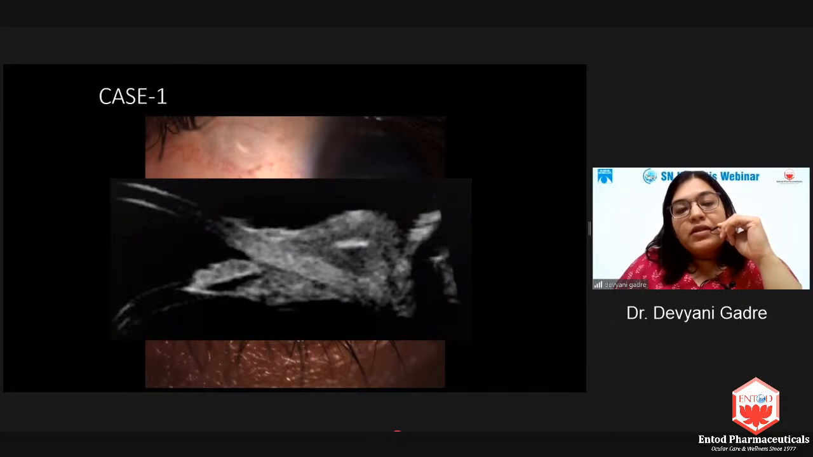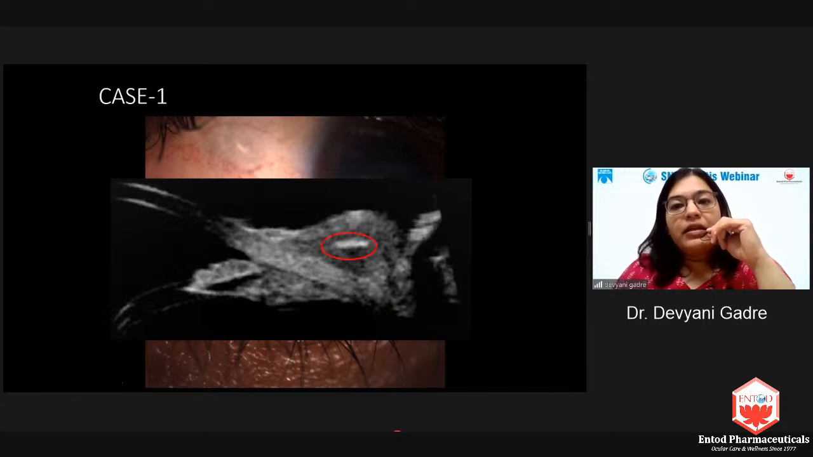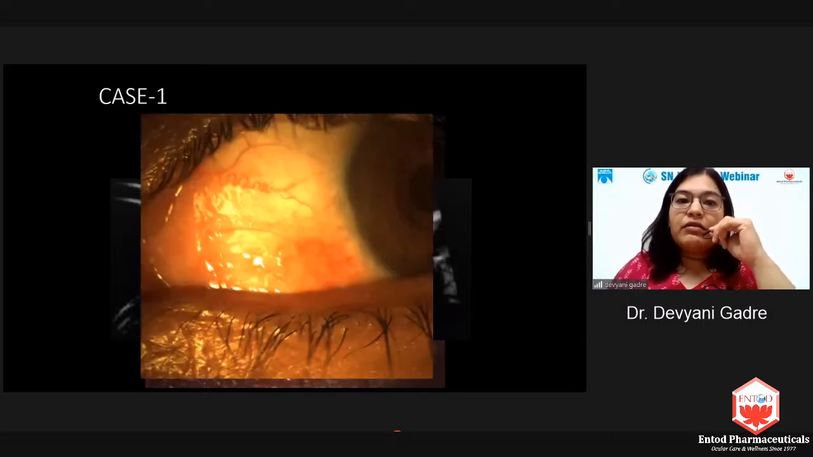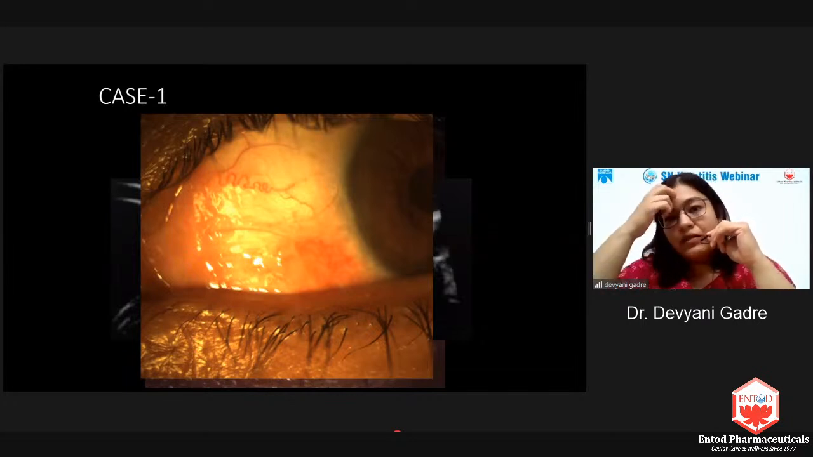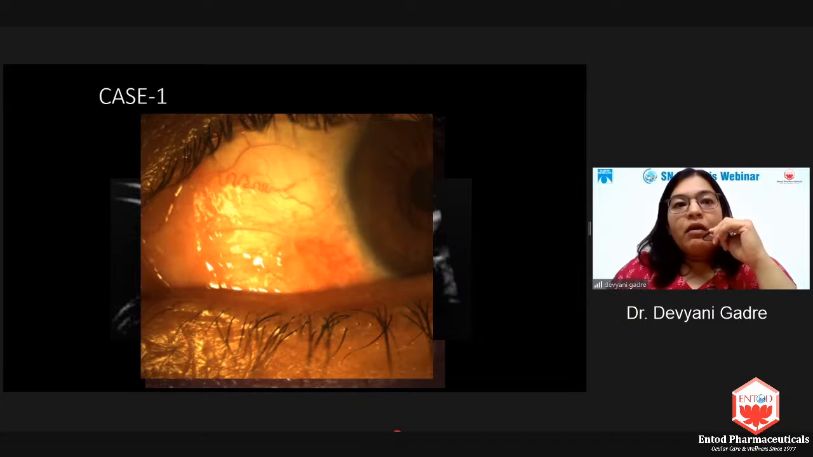On UBM, because of the significant time period as well as the surrounding significant liquefactive necrosis, we were able to see this foreign body very clearly. On exploration, we were able to remove it and deroof the nodule, treat it like an infective scleritis, and this is at the end of 2 months of intensive antimicrobial therapy.